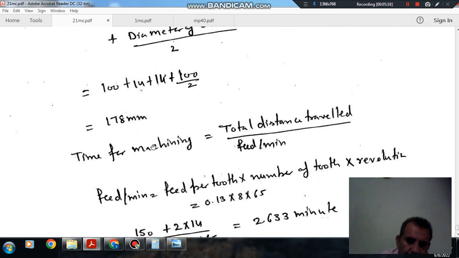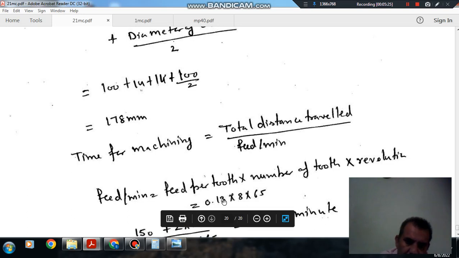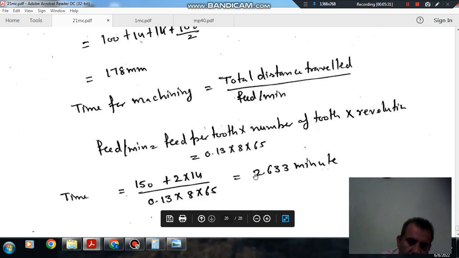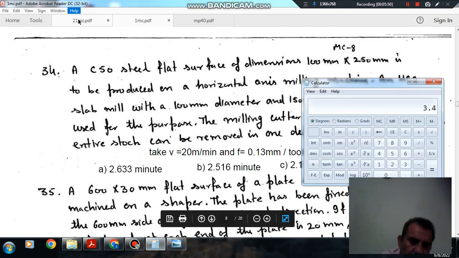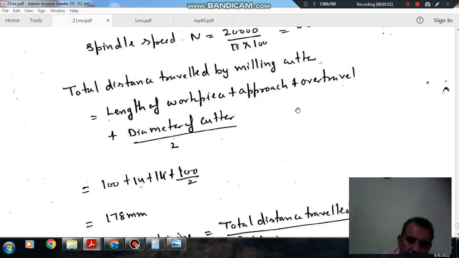minute. Okay, so that is 178 mm, and feed per tooth is given, that is 0.13, and number of teeth are 8, and rpm is 65. So if we divide total distance by feed per minute, we get that 2.633 minute answer. So answer is your A.